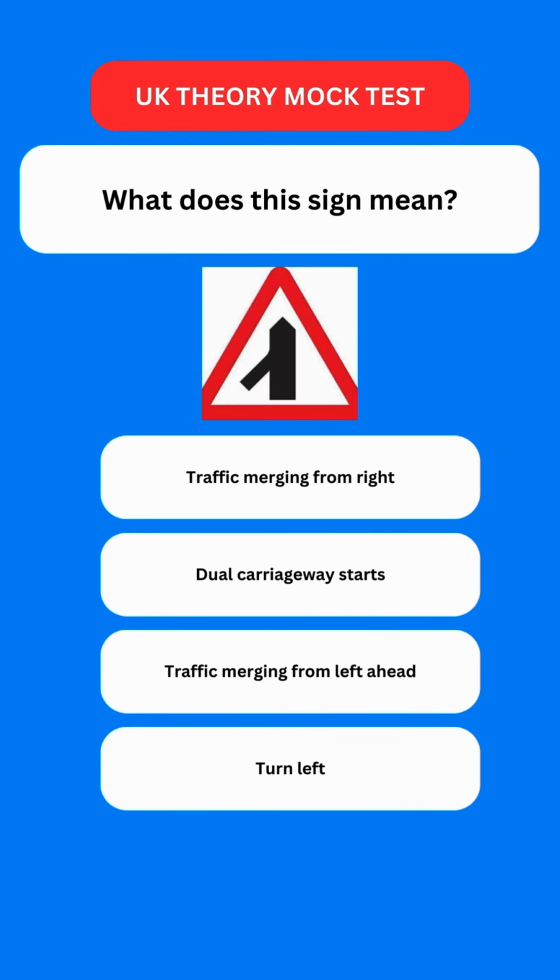Next question is, what does this sign mean? Options are traffic merging from the right, dual carriageway starts, traffic merging from left ahead, or turn left. So the correct option is the third one. It warns you that there is traffic merging from the left ahead.